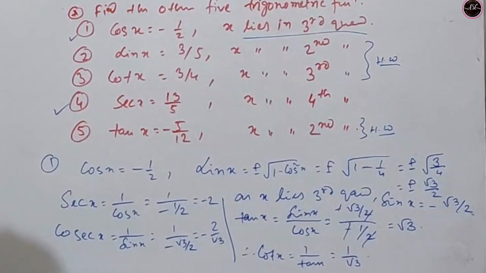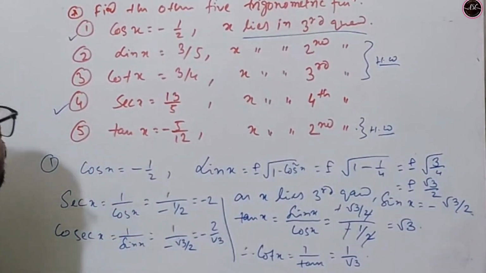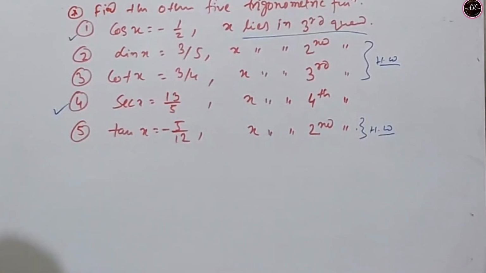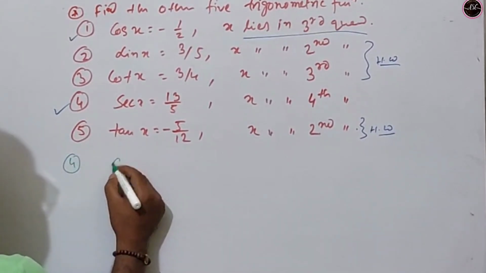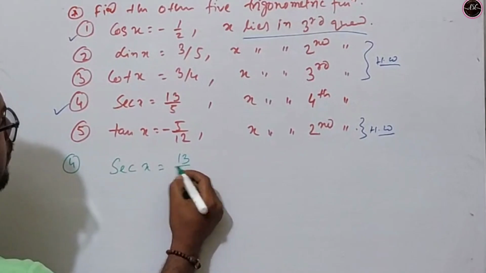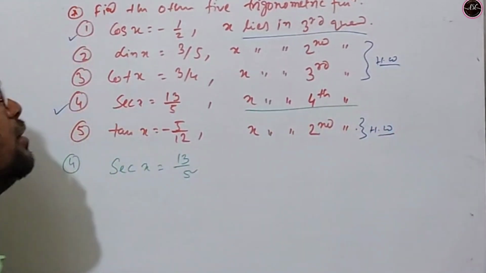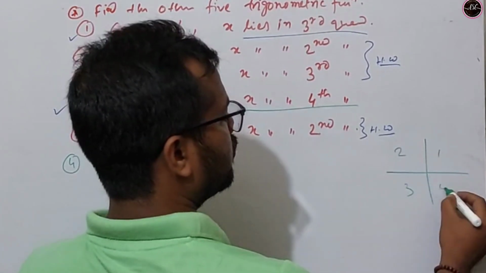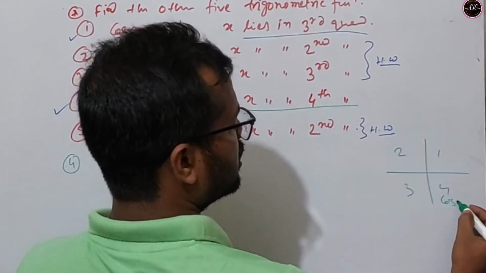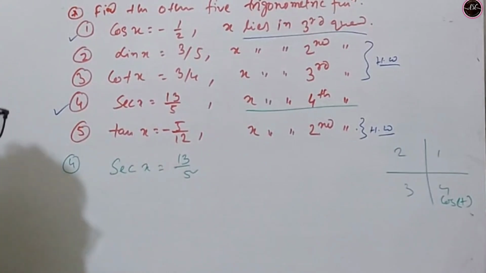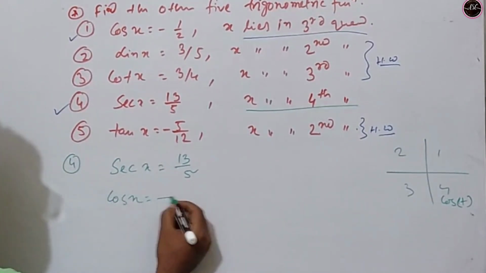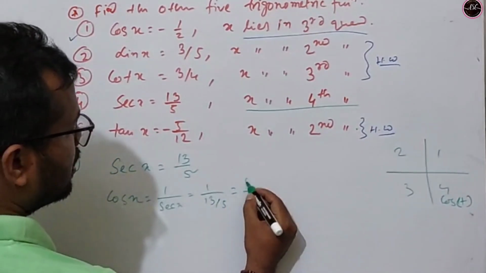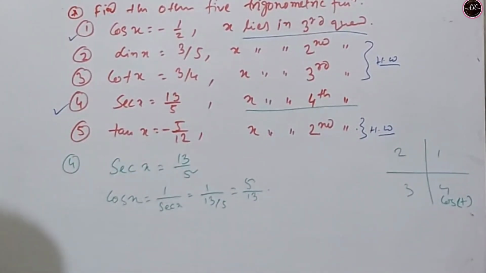So now we do question number 4. Here sec x equal to 13/5. Here x is in the fourth quadrant. Here first, second, third and fourth, all sin tan cos. Here cos will be positive only. So cos x equal to 1 by sec x, that means 1 by 13/5, that means 5 by 13. So cos x is positive.